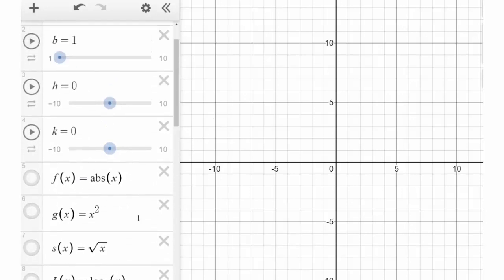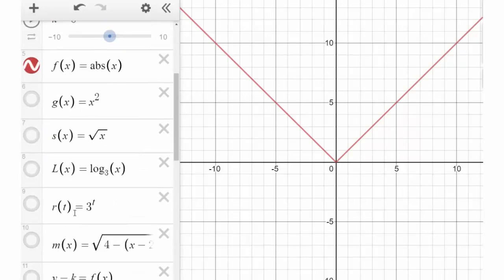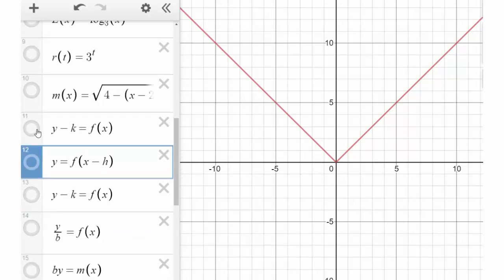When you opened the Desmos transformation project, you saw a file that had a whole bunch of functions and you had to make some observations. We'll just do a few of the functions. You had to do the remaining ones. So f of x is the absolute value function. And if you looked at the function y minus k equals f of x, which is also the same as y equals f of x plus k.